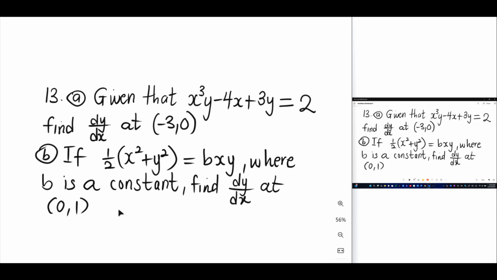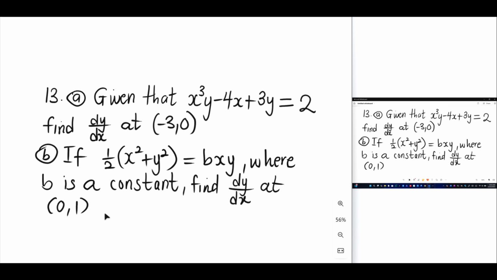Still on application of differentiation. We have our 13th question here and we have to find a solution to it. The first part of question 13 says that given the implicit function, we have to find dy/dx at a point with x coordinate of -3 and y coordinate of 0. The b part also has an implicit function where b is a constant. Find dy/dx at a given point with x coordinate of 0 and y coordinate of 1.